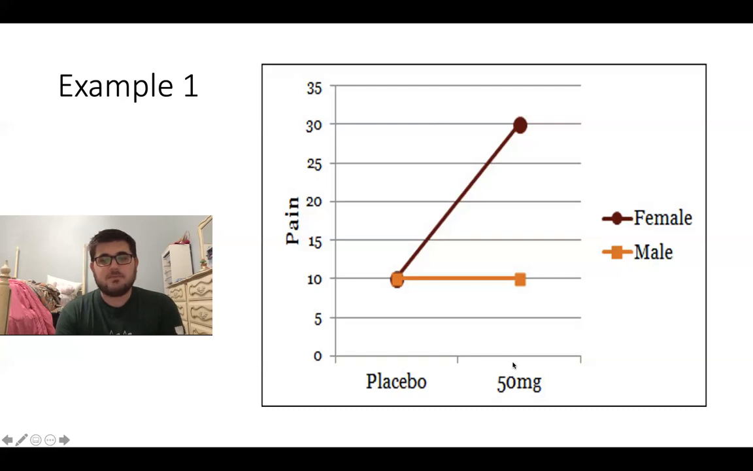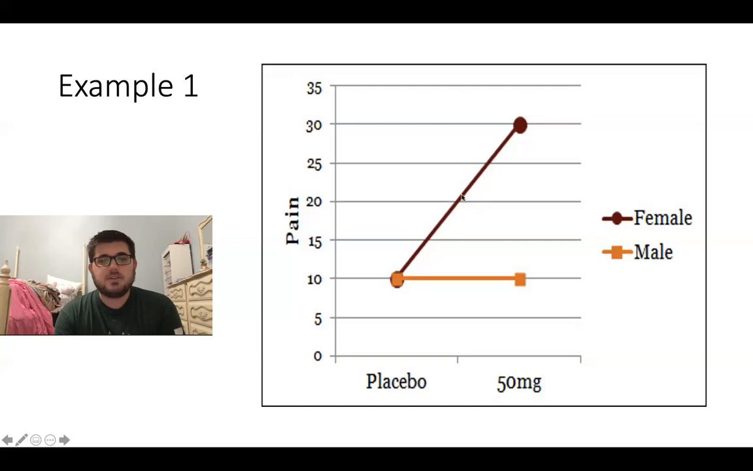Now, is there a main effect of male versus female? You see that men report a 10 on pain in the placebo group and a 10 in pain in the 50 milligram group. So if you average that together, that's about a 10. You meet in the middle, it's a 10. Women are also a 10 in the placebo group, but they're at a 30 in the 50 milligram group. So you split that difference, it'd be about a 20. You meet in the middle between the two female groups, the placebo group and the 50 milligram group.